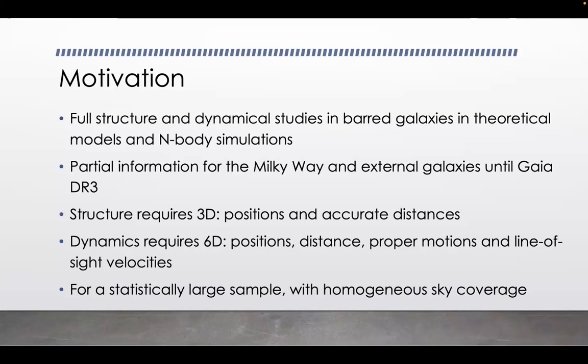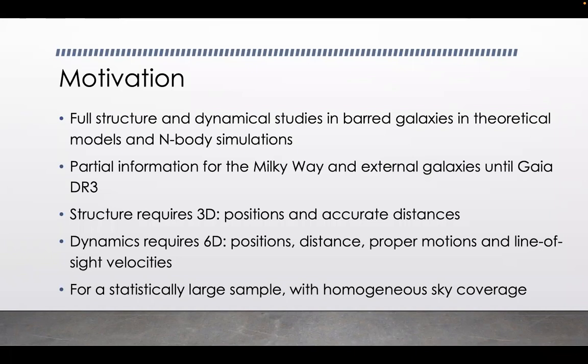So we need the two coordinates, the positions on the sky, but also accurate distances to place these stars in a given volume. And if we want to study the dynamics, apart from positions and distances, we need the 3D velocity vector, which from the observer's point of view means the two proper motions, which is the motion on the sky plane, and the line of sight velocities. And it is not only a matter of having a 6D data set, because we had this previously with other surveys, but we want a statistically large sample with homogeneous sky coverage, because we want to be as similar as possible to what we had with N-body simulations or theoretical models.